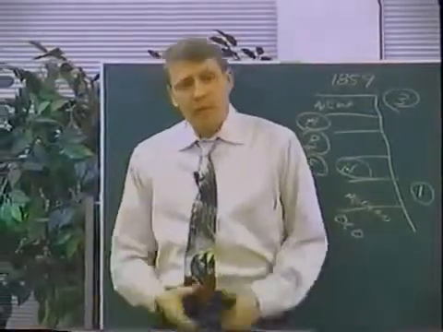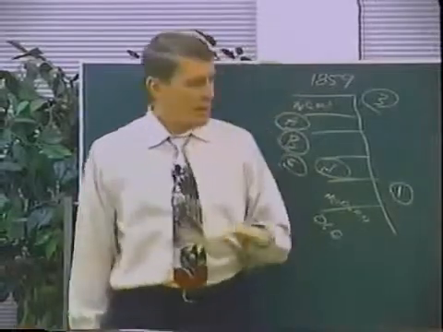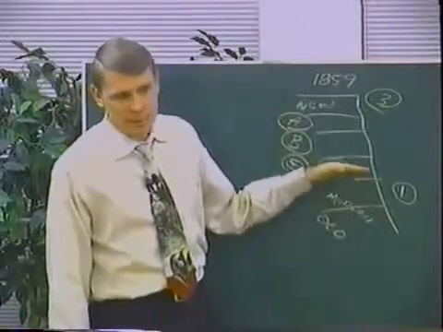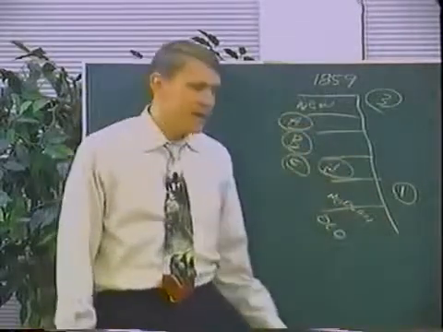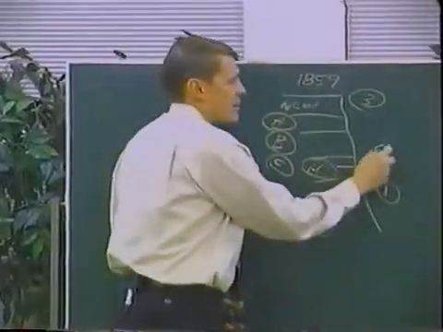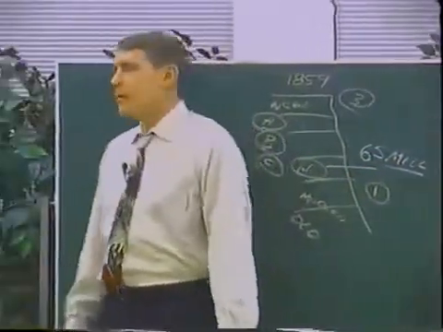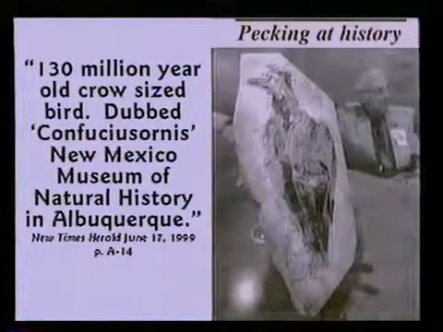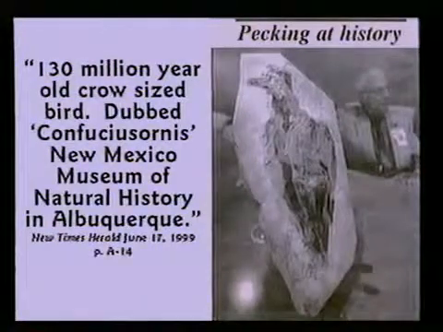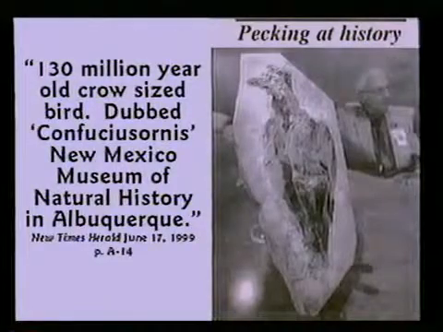Another major problem they have: by their geologic column dating, modern birds, exactly like we have today, are found way down here, lower than the so-called Archaeopteryx. They've been saying Archaeopteryx, by the way, we got a new economy-sized piece of chalk here, is 65 million years old. Well, look at this article. A 130 million year old crow-sized bird dubbed, however you say that, Confuciusornis, New Mexico Museum of Natural History in Albuquerque.